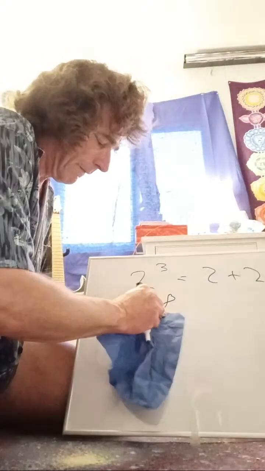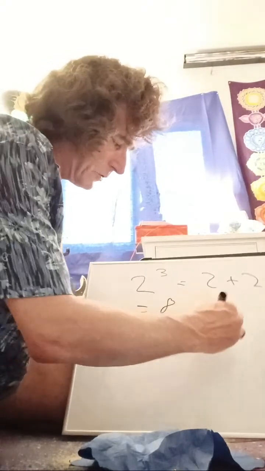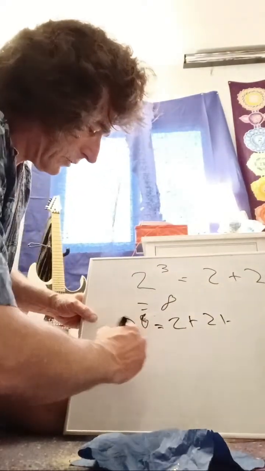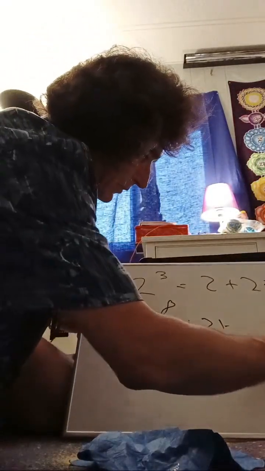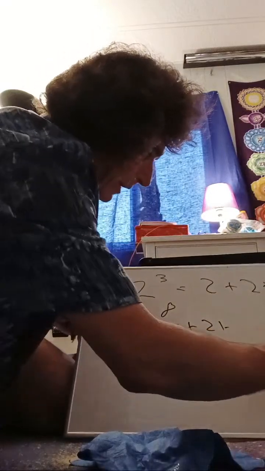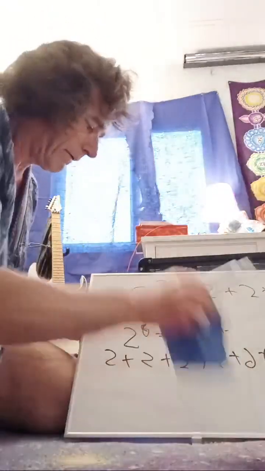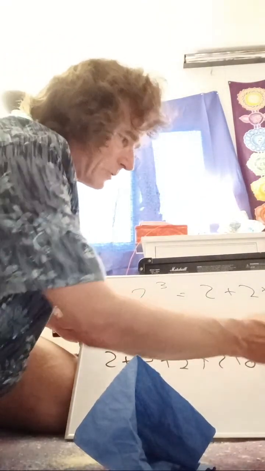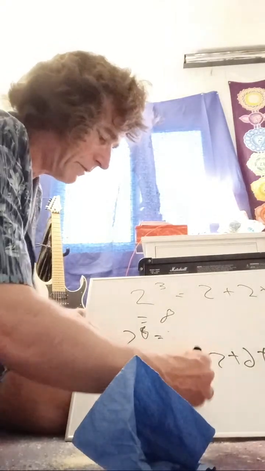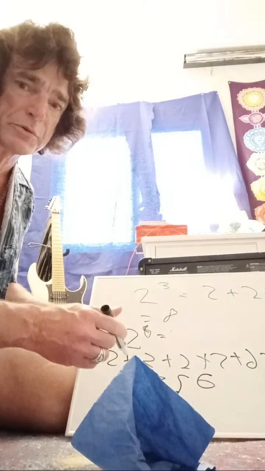2 to the 8th power is 2 times 2 times 2 times 2 times 2 times 2 times 2 times 2. 1, 2, 3, 4, 5, 6, 7, 8. And if you work that math out, it is equal to 256. And 256 hertz, hertz just means cycles per second.